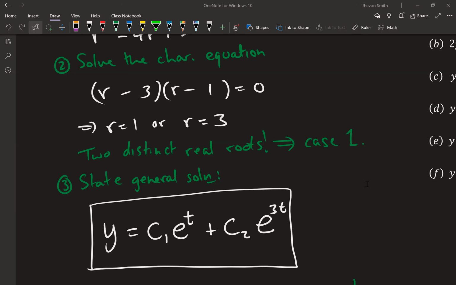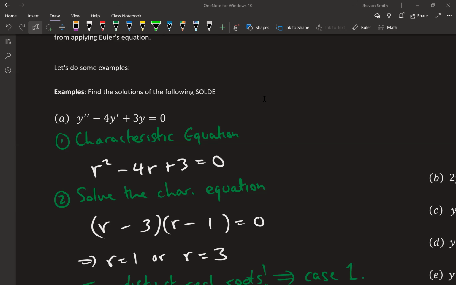There's no catch. When it comes to these equations, that's it. The catch is if we don't make the coefficients constants, then things start getting really hard really fast. But for now, for this section, there's no catch. That is it.